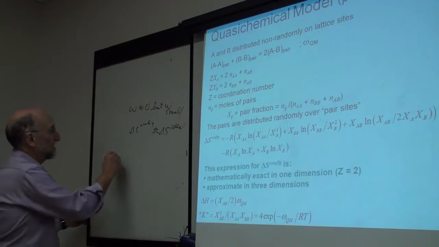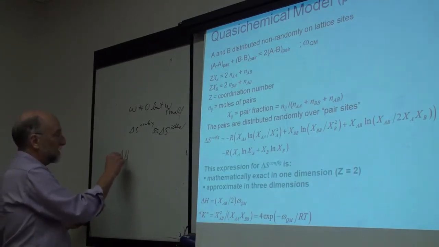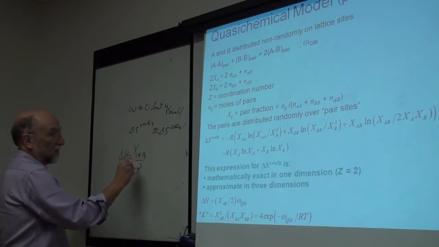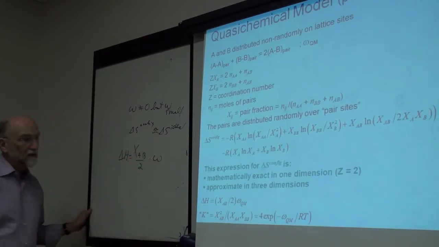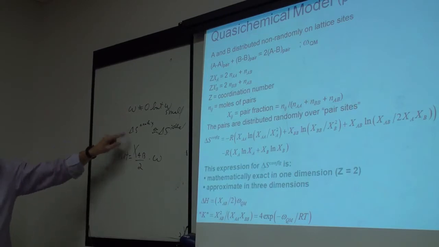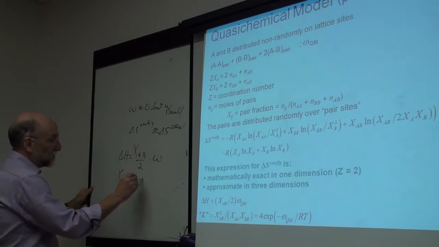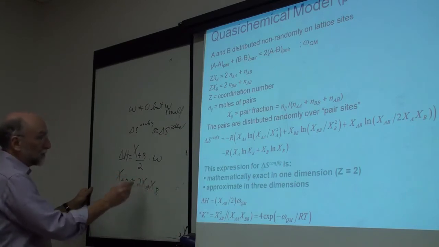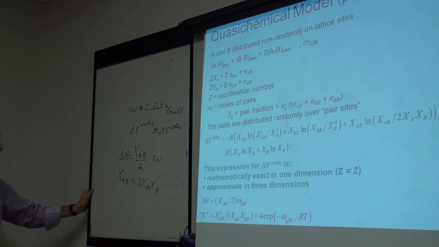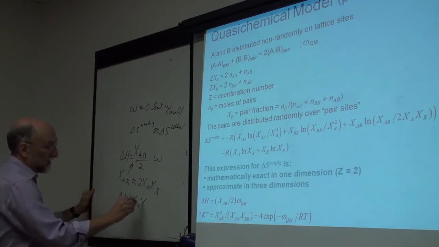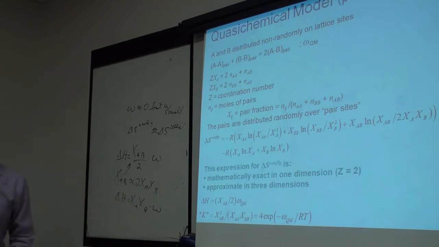Okay, and the heat of mixing in the quasi-chemical model is given by XAB over 2 times omega. But when omega is small, the distribution is roughly random, and so XAB is approximately equal to 2XAXB. The probability of an AB pair is 2XAXB. Shoving this into here, we get delta H is XAXB times omega, which is the regular solution model.